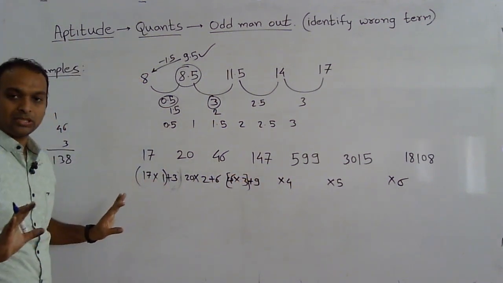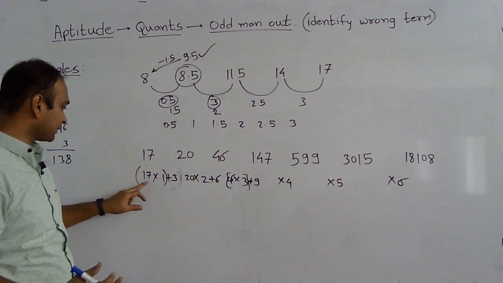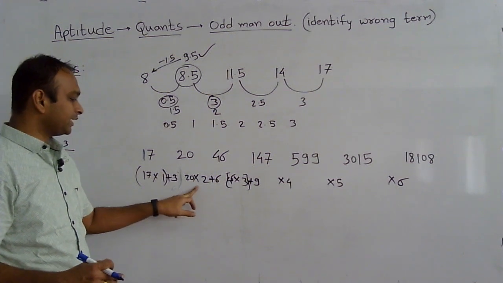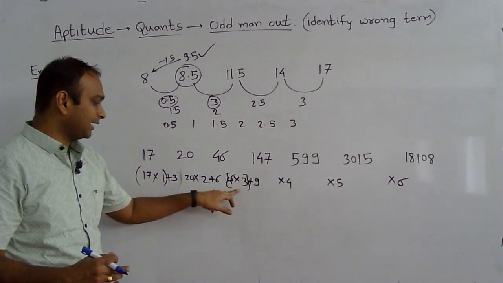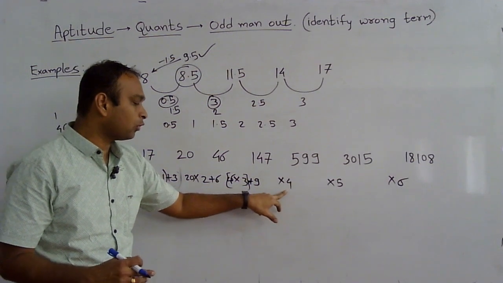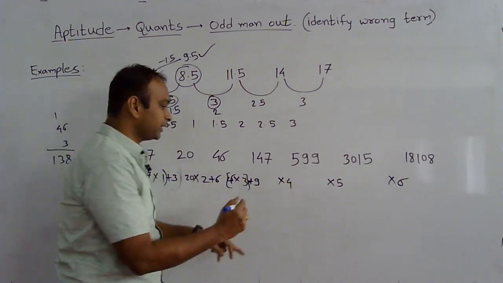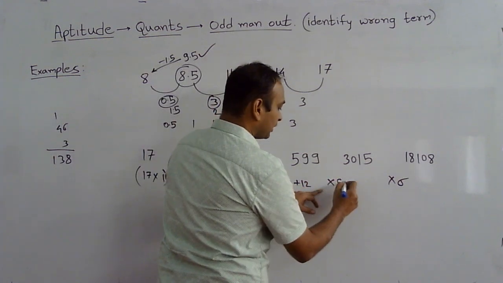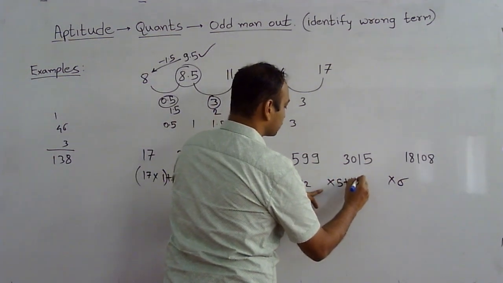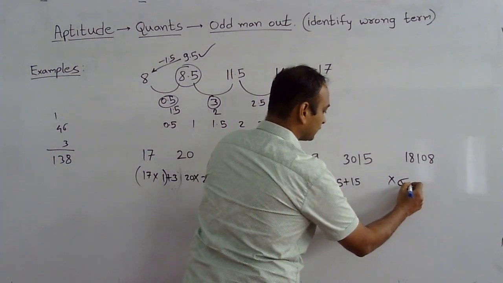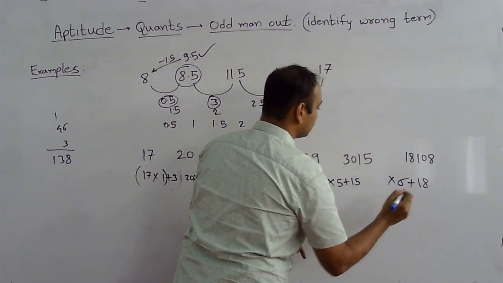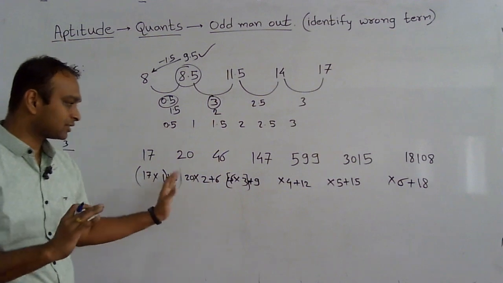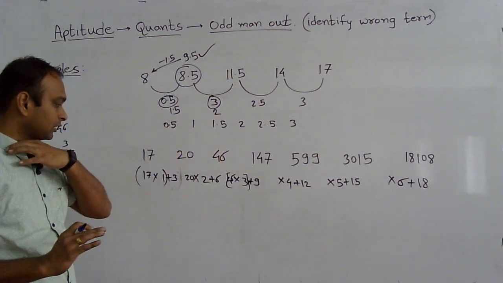So this seems to be some kind of perfect logic. 17 into 1 plus 3. 20 into 2 plus 6. Into 3 plus 9. Into 4 plus 12 should be there. Then some number into 5 plus 15 should be there. Some number into 6 plus 18 should be there. That should be the logic. Let's check for the remaining numbers.